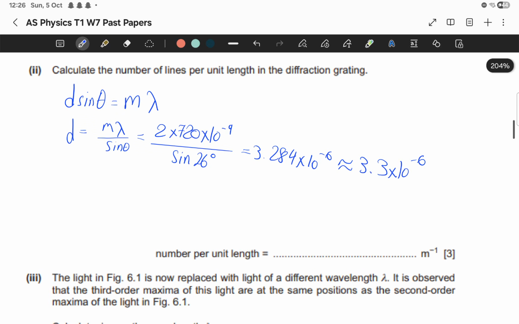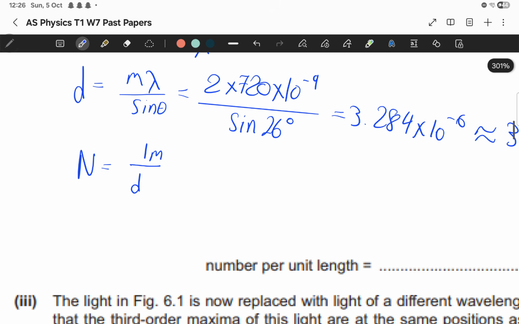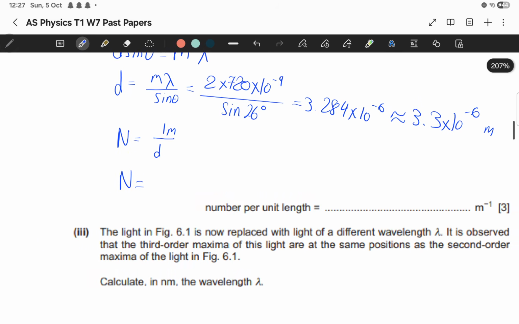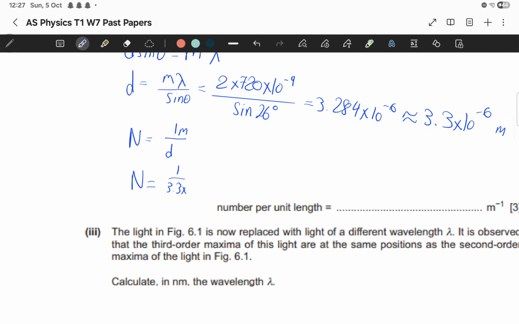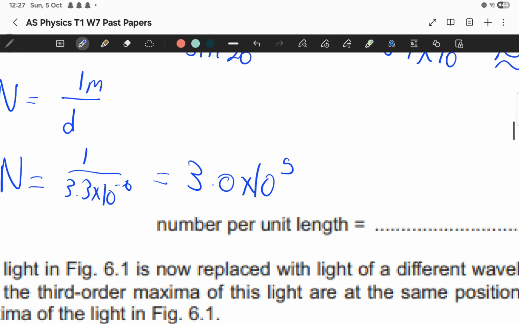Okay, now, you have this. What do you do with it now? This is in meters, okay? What you're gonna do is you're gonna have a formula. N, the number of lines, is 1 over d. This is 1 meter. Keep in mind, I'll use this data in another question. So, N is gonna equal 1 over 3.3 times 10 to the power of negative 6. This is gonna equal 1 over answer, 304,000. We're gonna write 3.0 times 10 to the power of 5, and that is the answer.